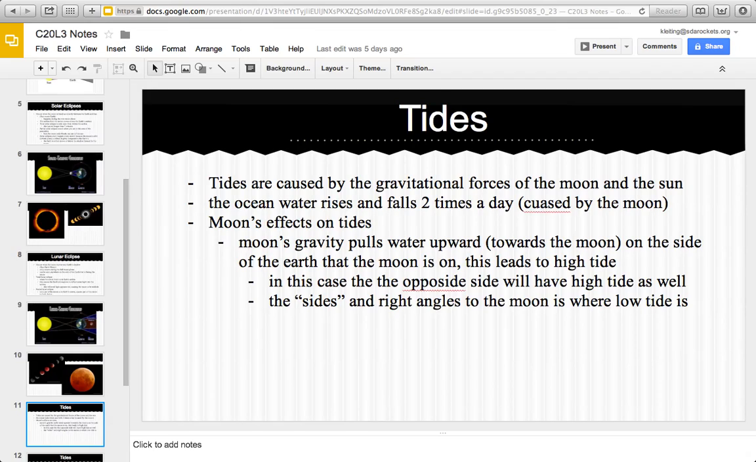The moon's gravity pulls water upwards, or towards the moon, on the side of the earth that the moon is on. This leads to a high tide. In this case, the opposite side will have high tides as well.